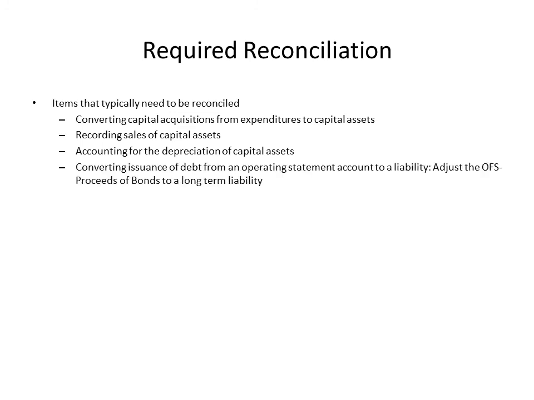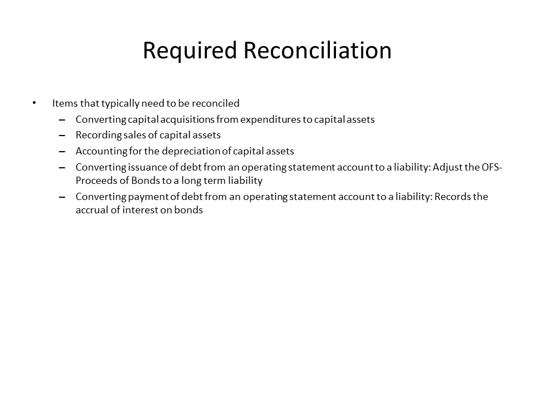You have to convert issuance of debt from an operating statement account to a liability. So you take it off the income statement and put it on the balance sheet, because it's not an other financing source anymore. It's a long-term liability for government-wide statements. You have to convert the payment of debt from the income statement to a liability reduction, because for government-wide financial statements, you're reducing the liability. It's not an other financing use, or an income statement expenditure type item.